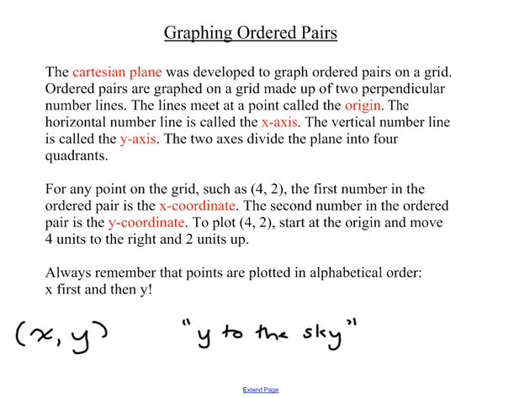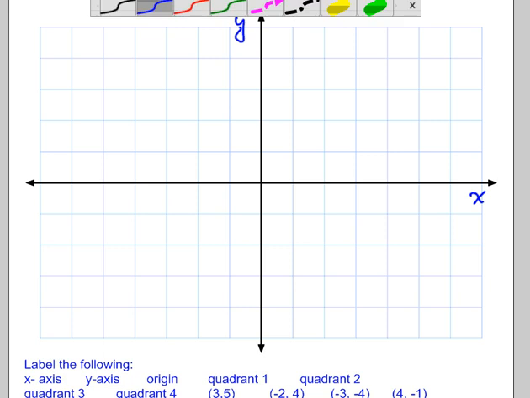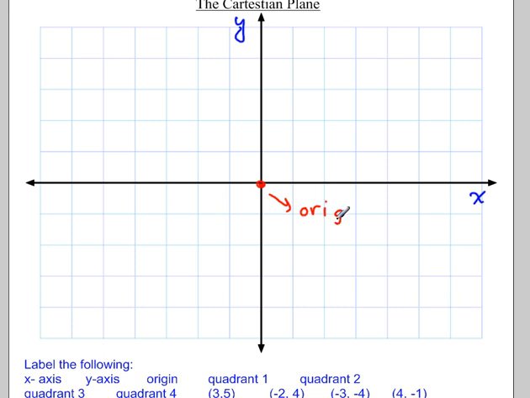So now let's actually look at a Cartesian plane. This is what a Cartesian plane looks like, and we're going to label a few of the things. The first things that we're going to label are the x and y axis. Normally when you label those, you put a little x on the right-hand side and a y at the top. Then we're going to put a dot at the origin. Remember, the origin is where the two lines meet. The coordinates of the origin are (0, 0).